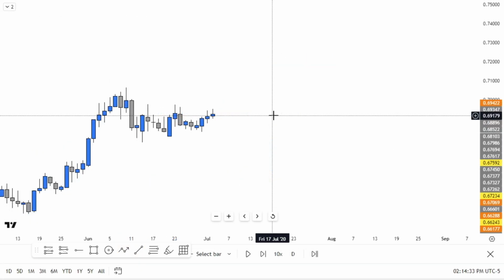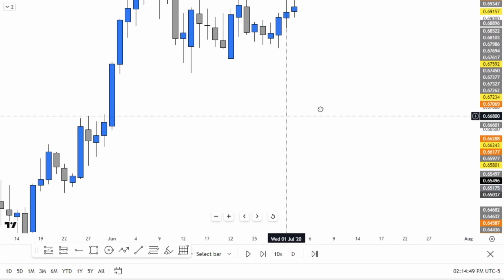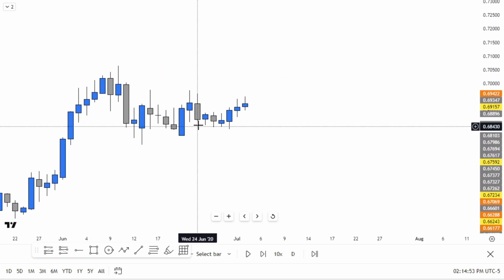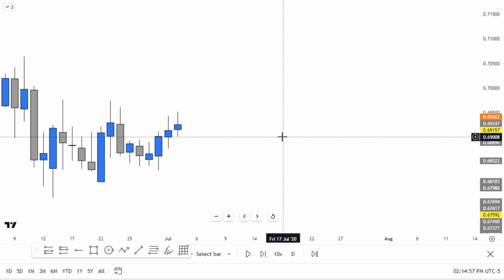Okay, so in the first example, we'll be taking a look at a bullish trend on the Australian dollar versus the US dollar, specifically on the daily time frame. So as it stands, price is in a bullish trend and price has stalled right here. So let's see how price plays out from here on out.